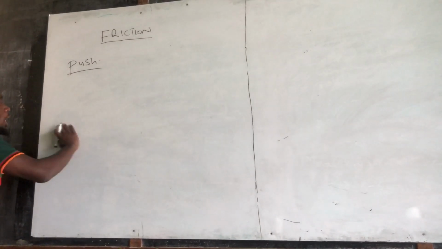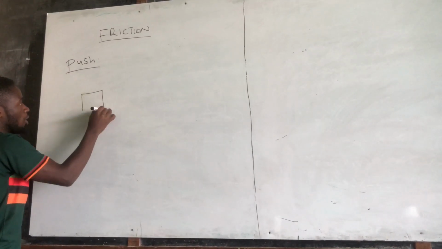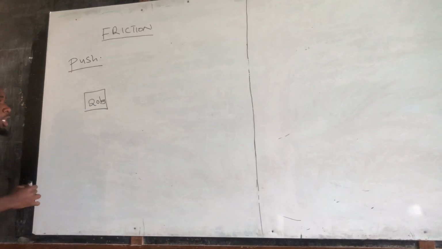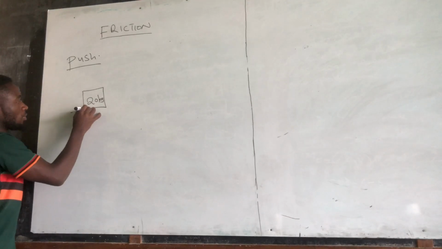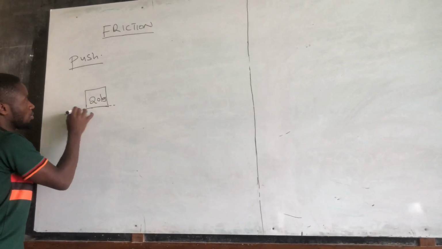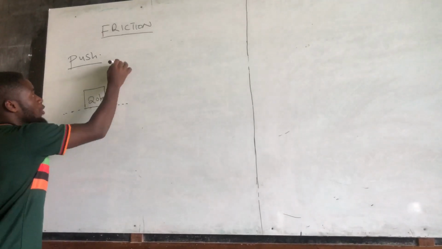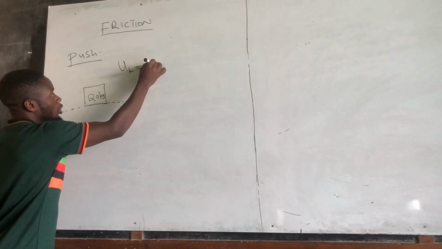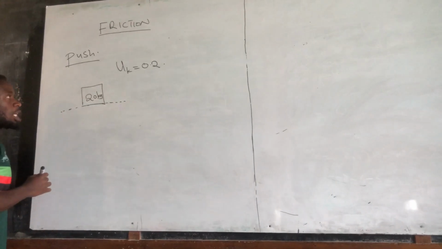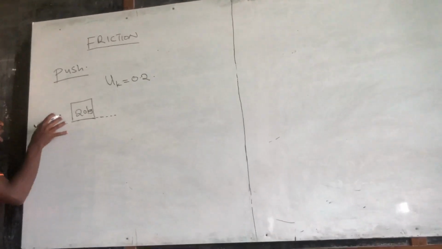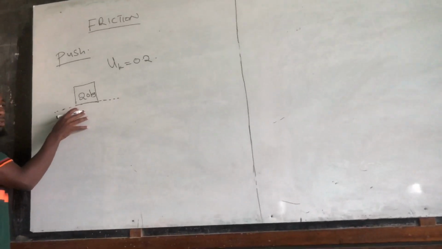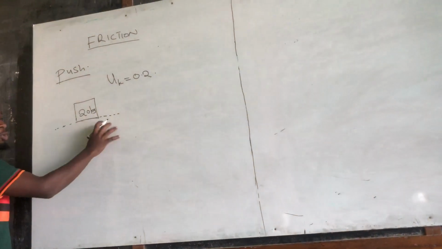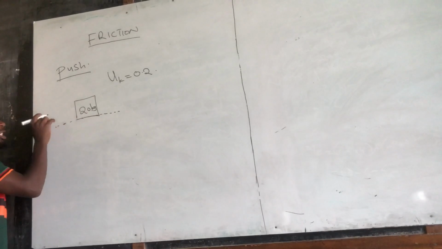For example, we have this box here of mass 20 kg. We are given the coefficient of kinetic friction, equal to 0.2. And this person now wants to push this box along this horizontal floor.